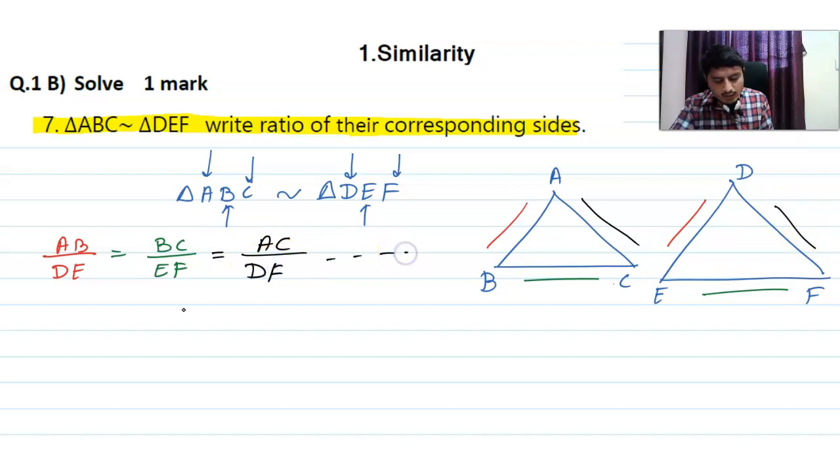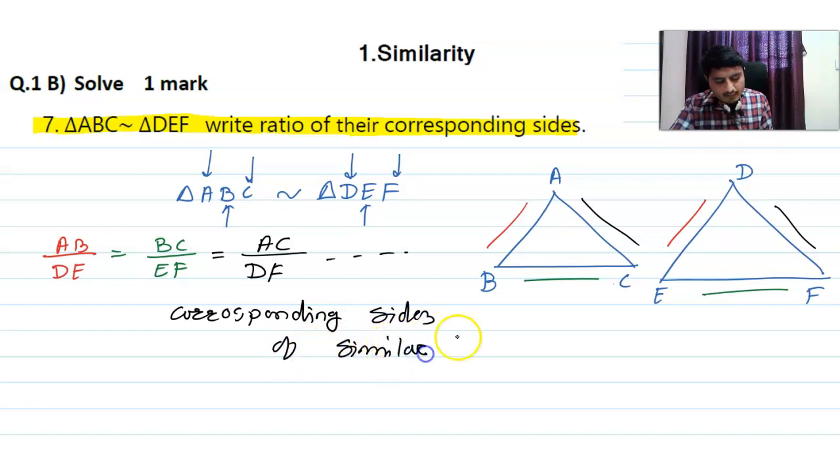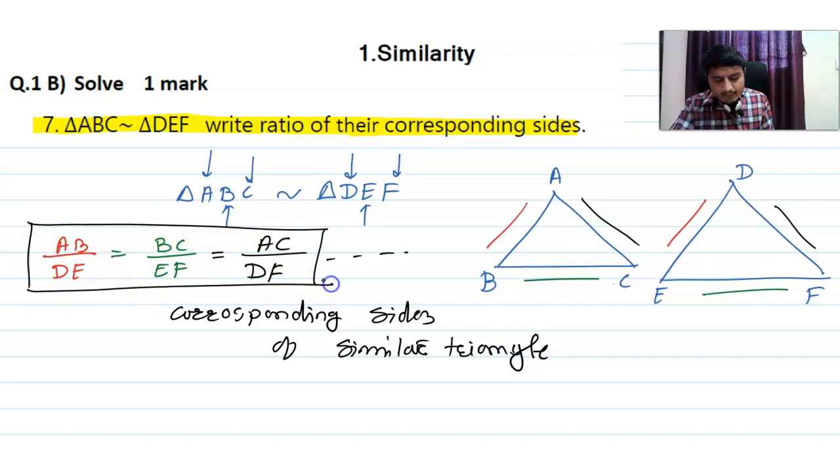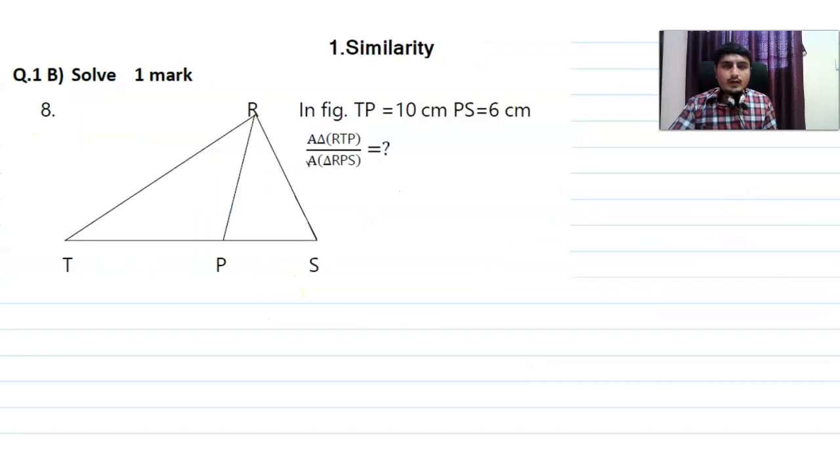Why is it so? Because those are the corresponding sides of similar triangles. Hence the ratio of their corresponding sides is of the form AB divided by DE is equal to BC by EF is equal to AC divided by DF. Look at question number 8.